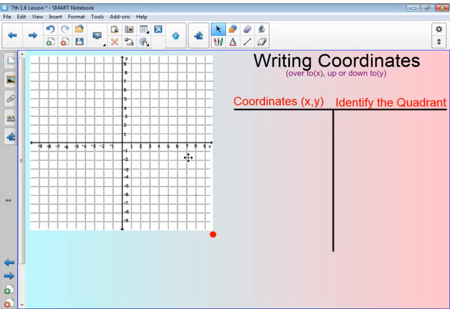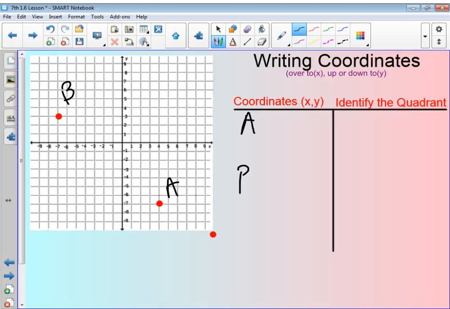So I'll plot a couple new points. So let's go ahead and do, we'll call this point A. And why don't we do point B there. So go ahead and pause your video and then write the coordinates for A and for B, and also your quadrants, and then check back in just a couple of minutes.